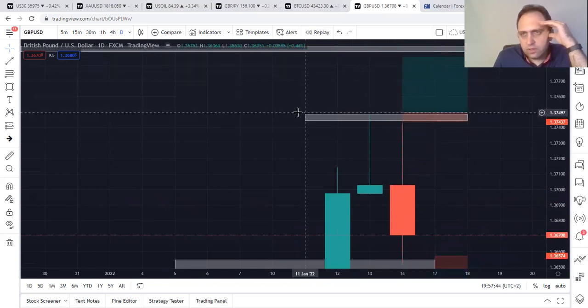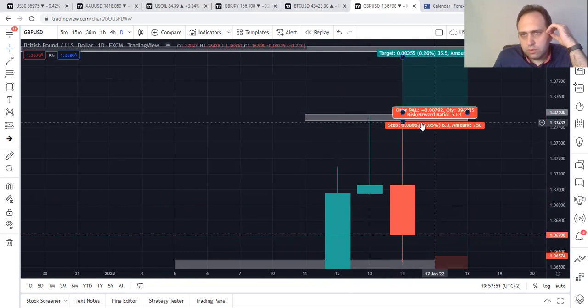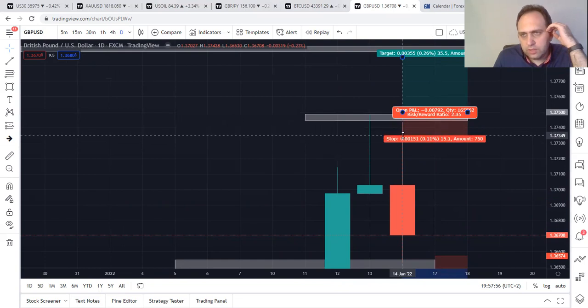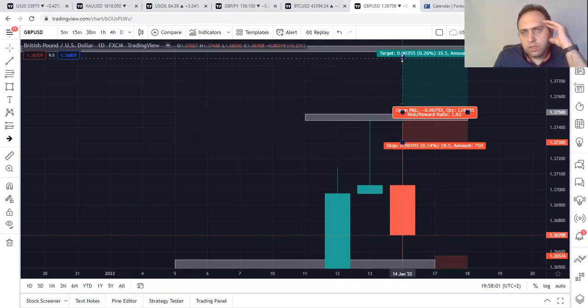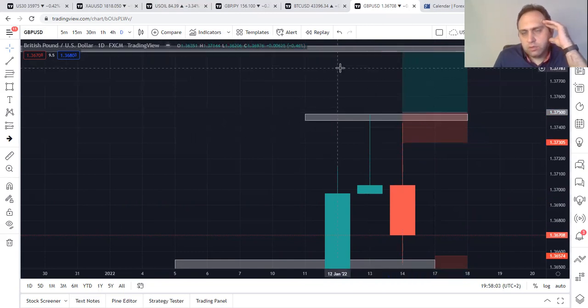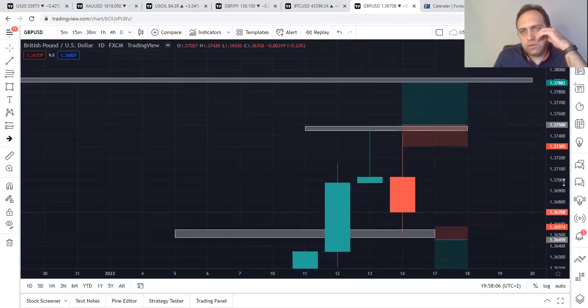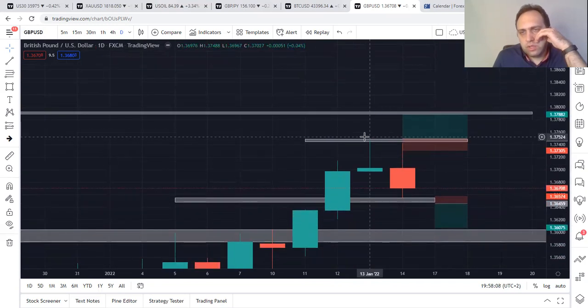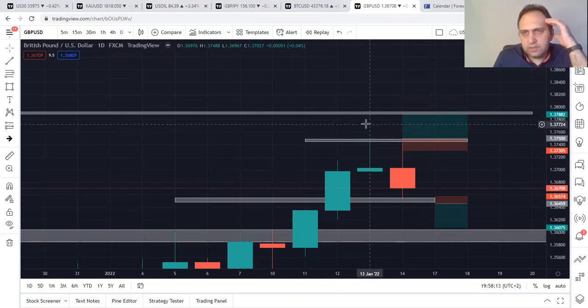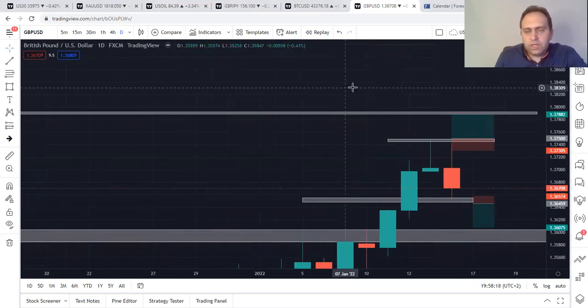One 37.50, 137.50. Stop loss around 137.30, like 20 pips. Okay, and daily we have around 38 pips take profit. Okay, so you got the 135.750, 137.50, 137.60, 137.70, 137.80, 137.90, one after another, 10 pips each.